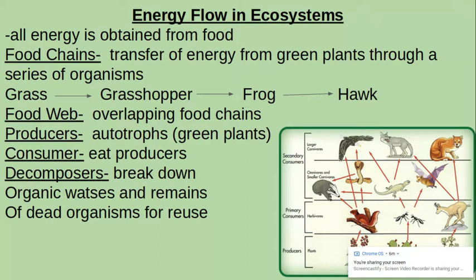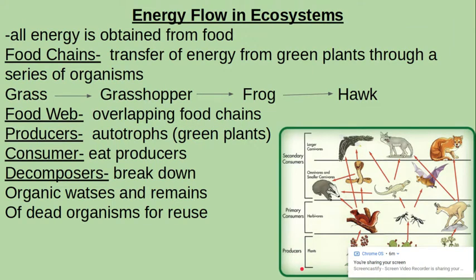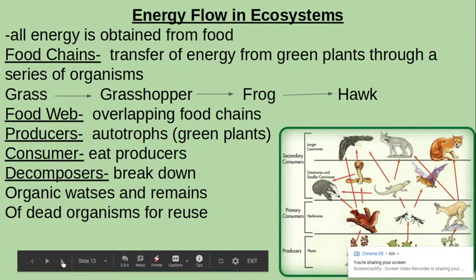Decomposers you will see in the food web. Lots of times they'll put them down here and they'll have an arrow coming back down. These are the organisms that break down organic waste and remains of dead organisms, so back in the ground, and then return it for reuse.